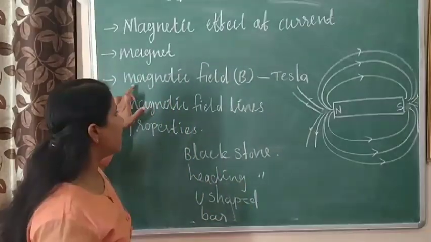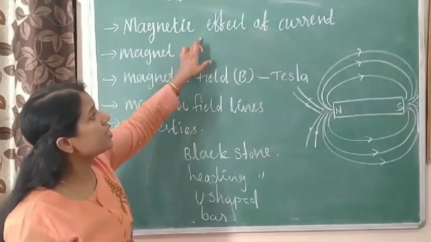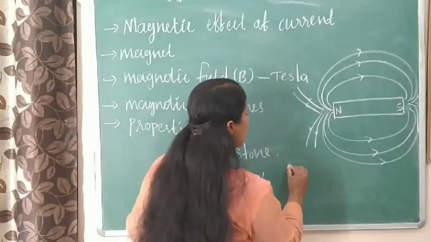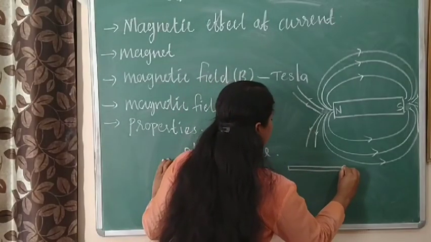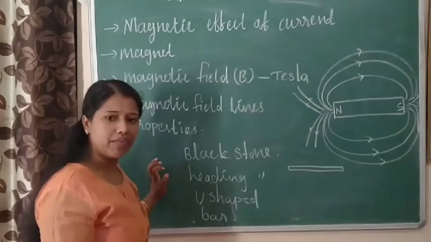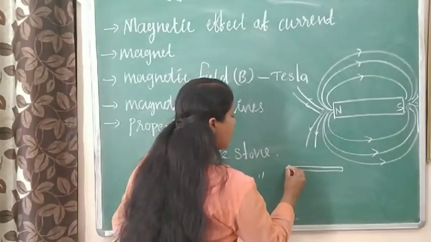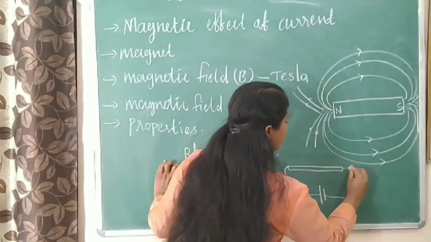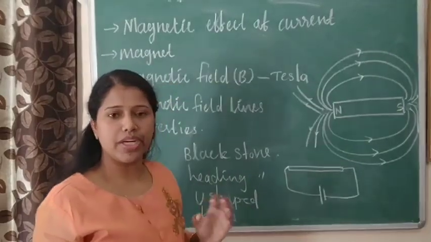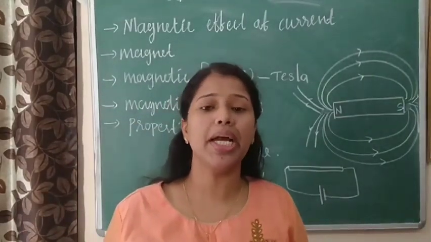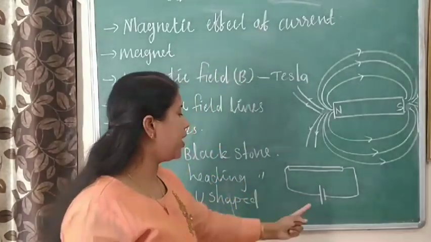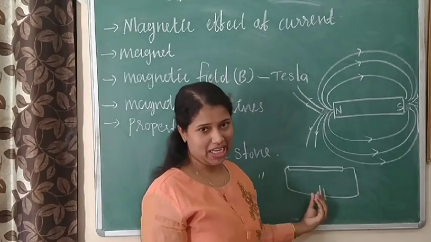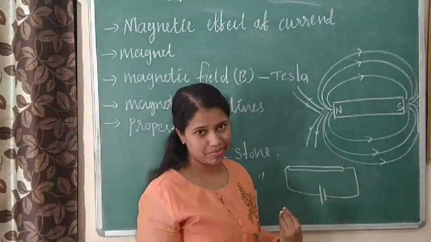The next one is magnetic effect of current. Here I explained magnetic field. For example, we take one copper wire and connect it with a battery. Then current passes through the circuit. Copper is a good conductor of electricity, so current passes through this circuit.